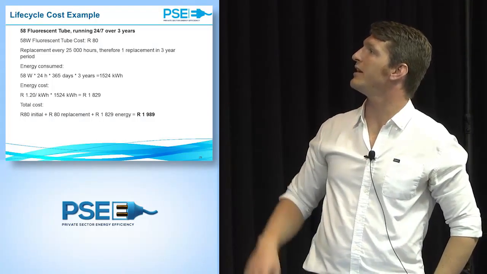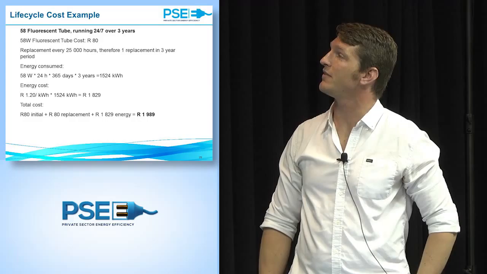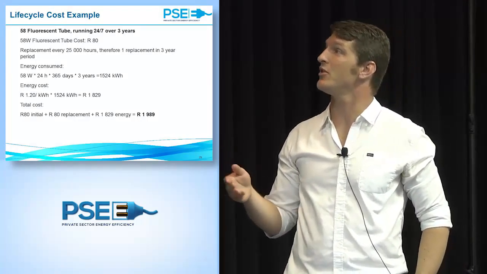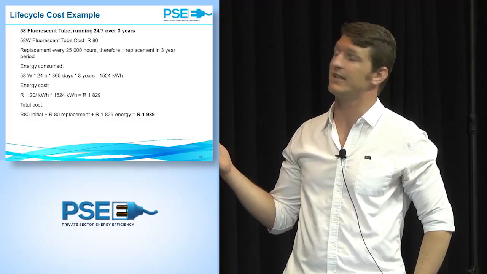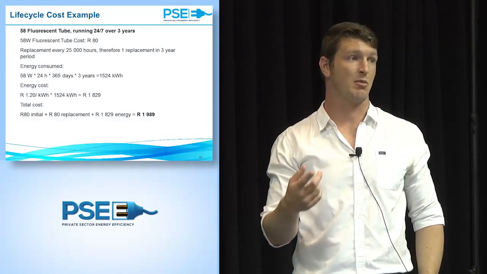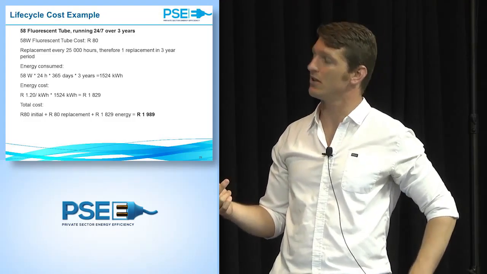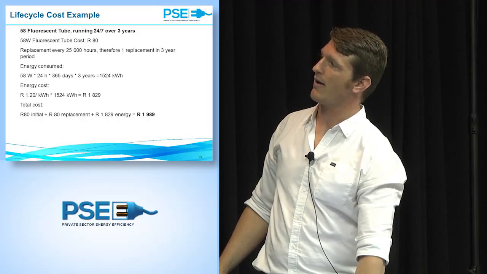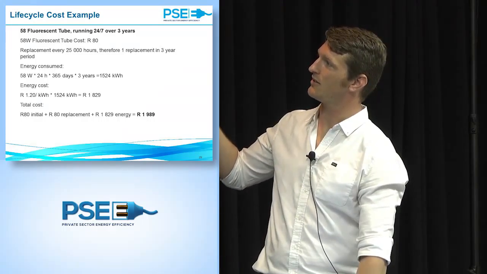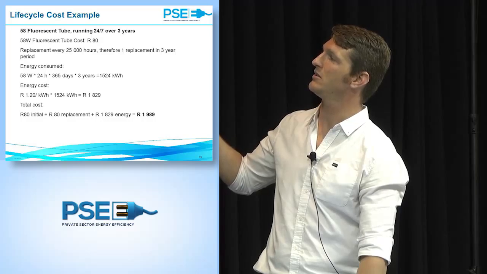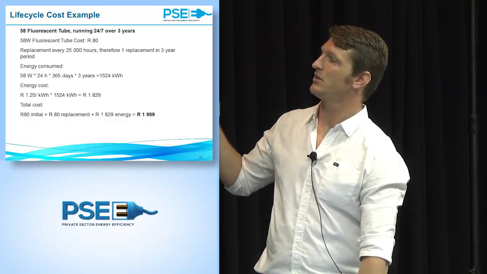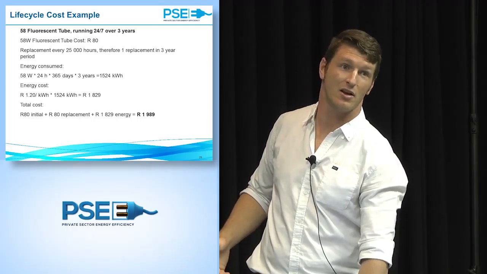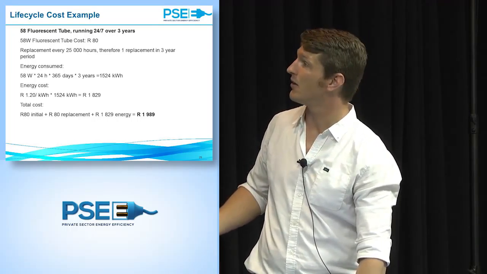Okay, so let's say the replacement for the 58 watt fluorescent tubes, considering that it's 25,000 hours, so within the 3-year period, you're going to have to replace that light at least once. So there's the initial capital cost, plus 1 times replacement cost in the 3-year period. And the energy consumed is 58 watt times 24 hours times 365 days times 3 years, which is 1,524 kilowatt hours. So the energy cost is simply 120 times 1,524, which gives you 1,829 Rand energy cost for this one light, right?